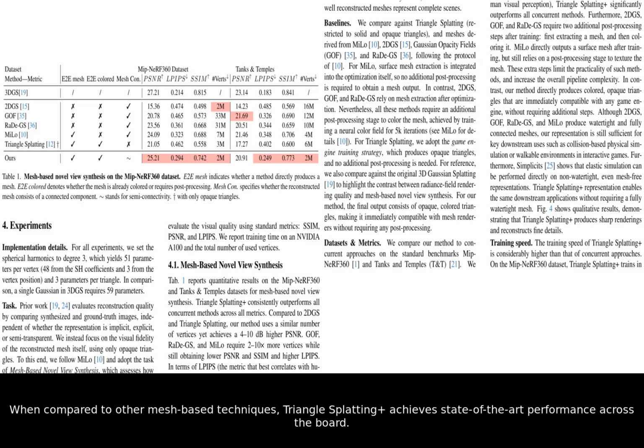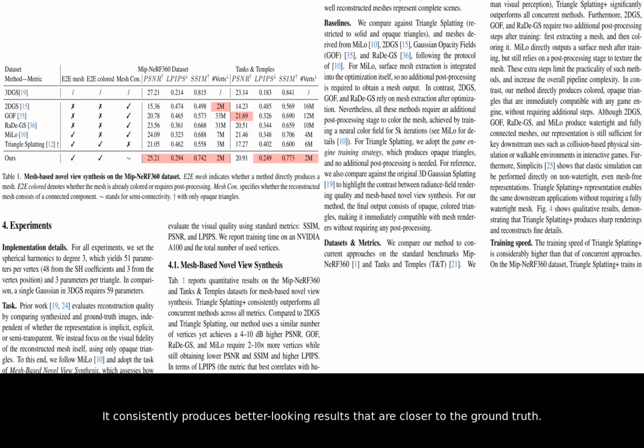When compared to other mesh-based techniques, Triangle Splatting Plus achieves state-of-the-art performance across the board. It consistently produces better-looking results that are closer to the ground truth. And it does this without needing complicated post-processing steps like other methods require to color the final mesh.